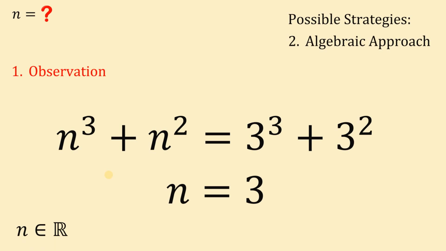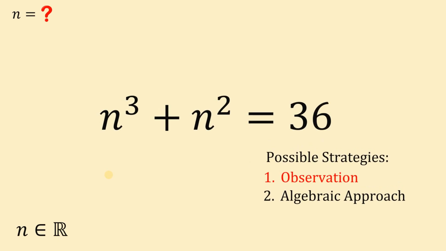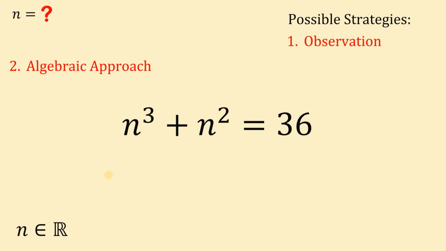But the question is, is this the only real solution to this equation? We cannot answer that question using the observation method. So now let's go to the algebraic approach. On the algebraic approach, we can answer the question of whether 3 is the only real solution to this equation. So, let's start.